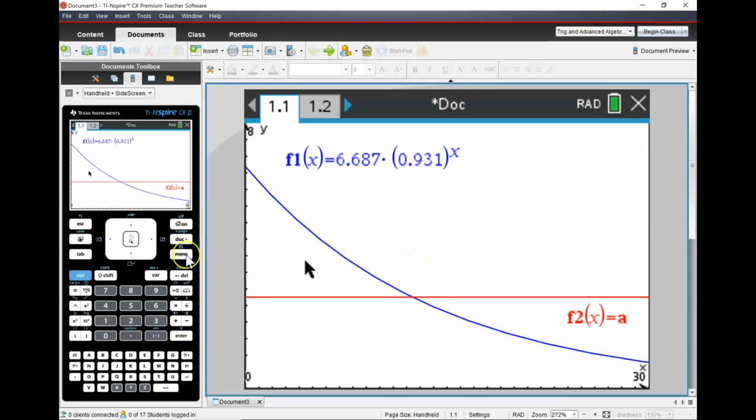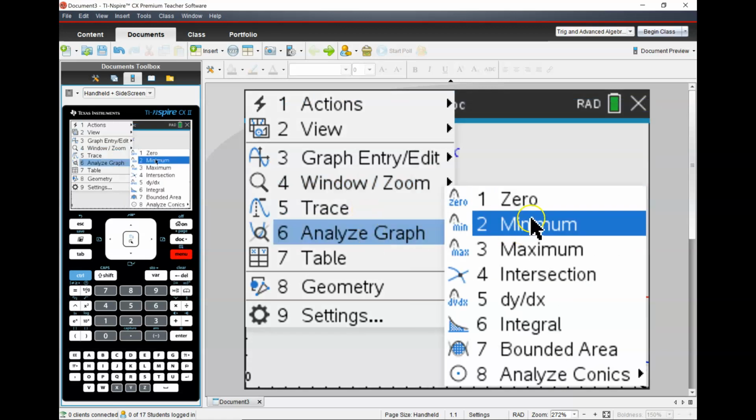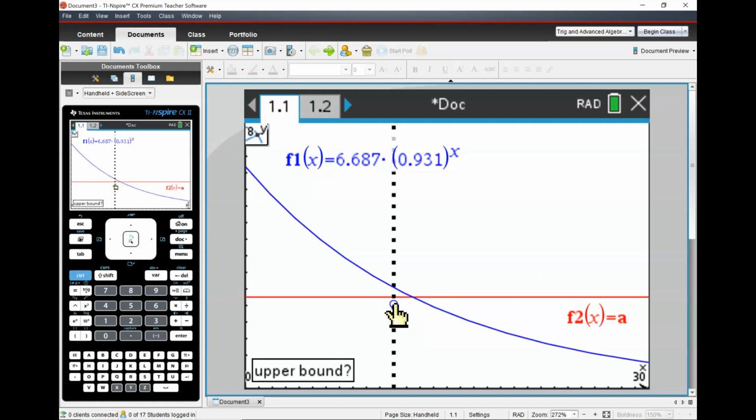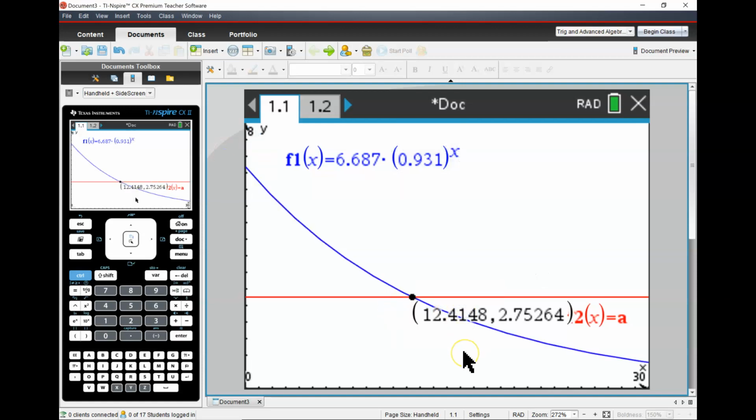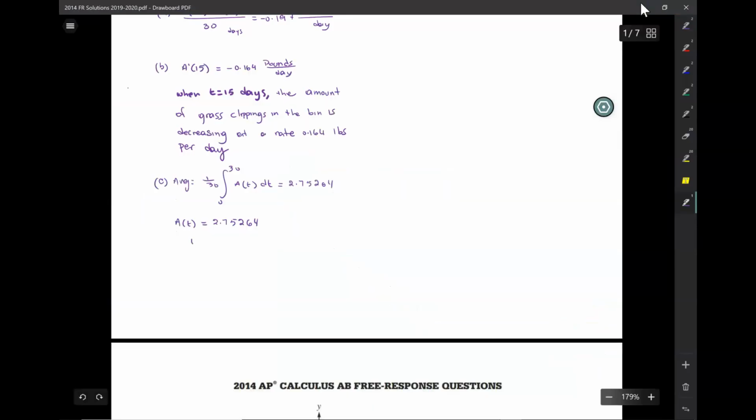So now if you want, menu, analyze graph, intersection, that's that point right there, 12.415. You've got to be as slick as you possibly can.